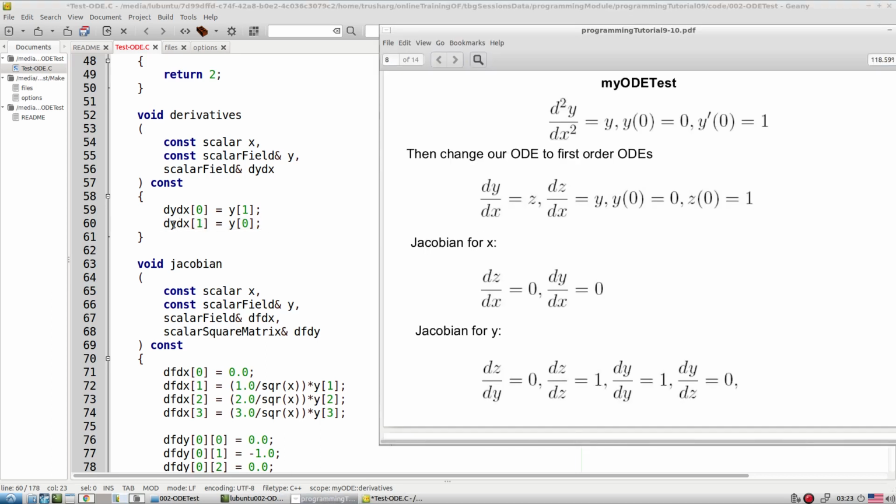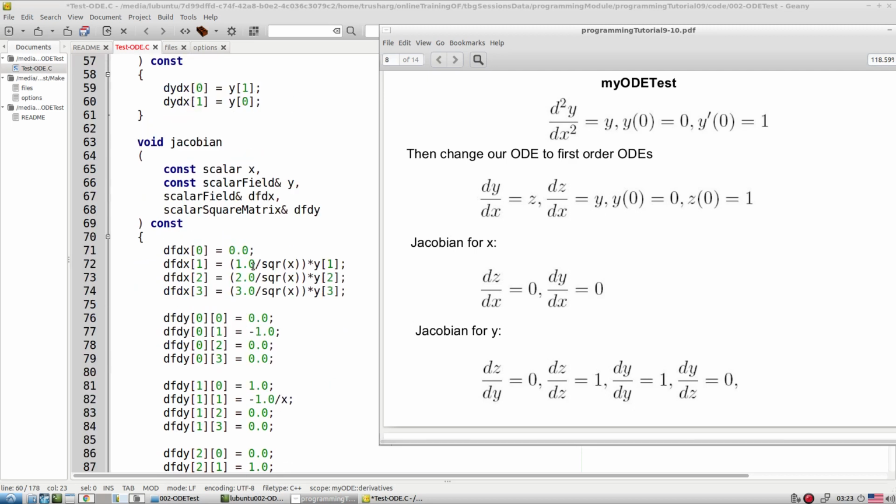So look, del y by del x equal to y1, okay, and then del y by del x of 1, okay, is equal to y0, okay, fine. Now let's look at the Jacobian. So for the Jacobian, first we write for the independent variables. So that is the independent part, this one. Okay, so both are 0, 0 only.